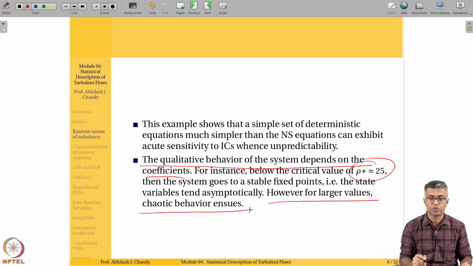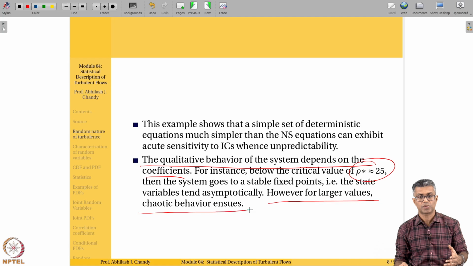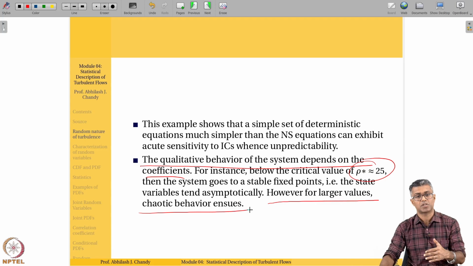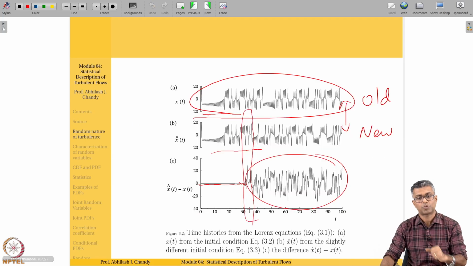However, for large values, a chaotic behavior ensues. So it also depends on these coefficients, isn't it? And the coefficients determine how the system behaves. So that's what we were trying to show with this simple system here.